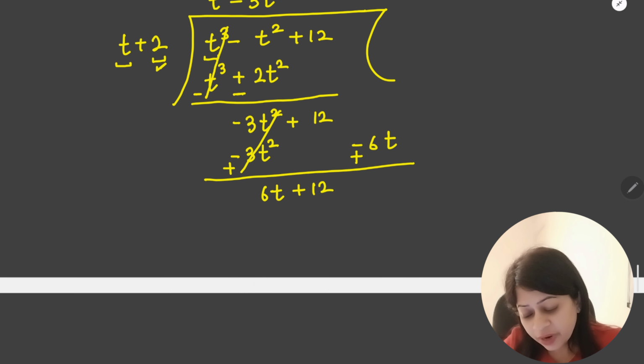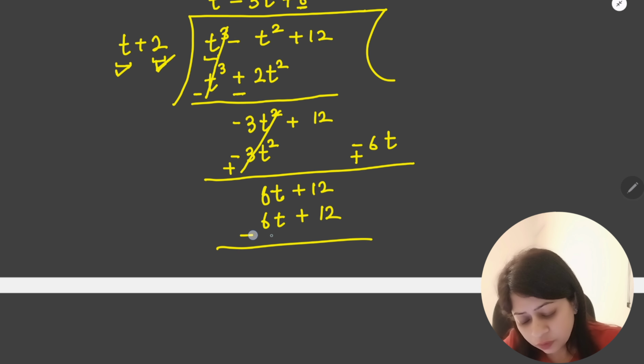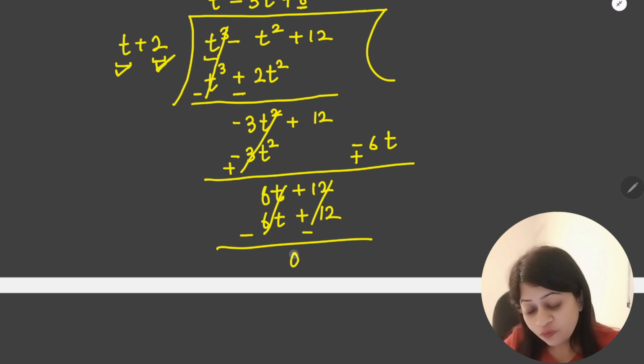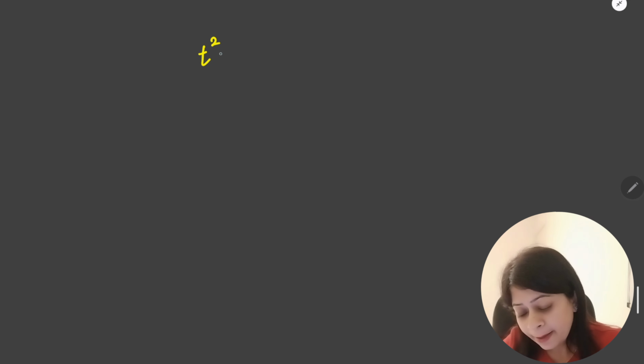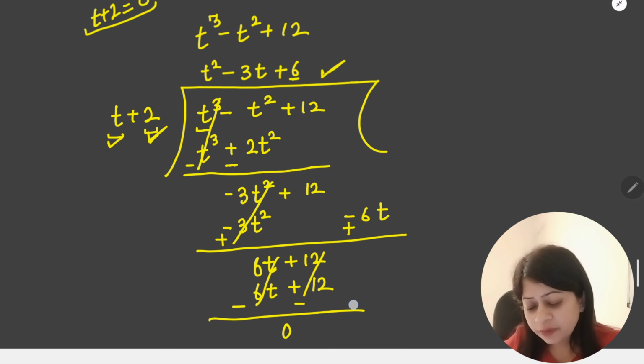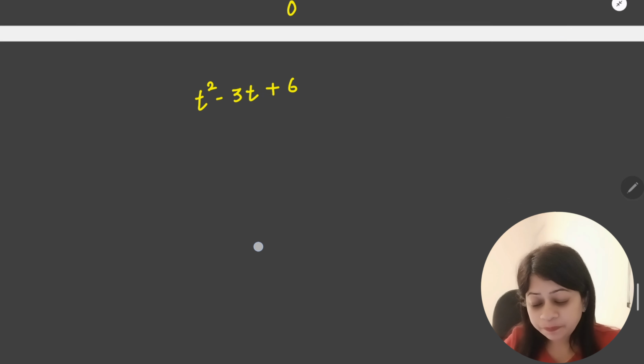Now, what should I multiply this t with to get 6t? I will multiply with 6. Then I will get 6t. Then this 2 will also multiply with 6, and I will get 12. Again subtracting, we got 0. So what did we get? Our answer in the quadratic equation is t square minus 3t plus 6.